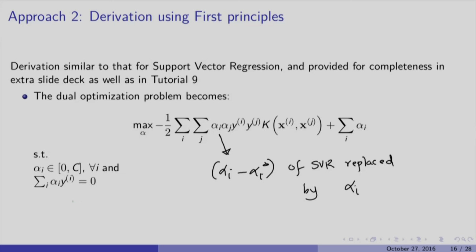Like in the case of support vector regression, the w vector at optimality is a summation over the support vectors of alpha_i times phi of x_i, that is, alpha_i's with 0 values are not going to be support vectors. Most other interpretations follow through from the support vector regression case.